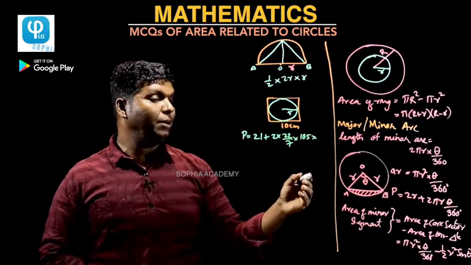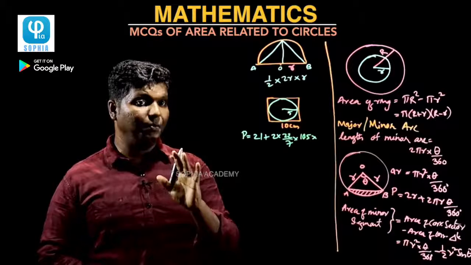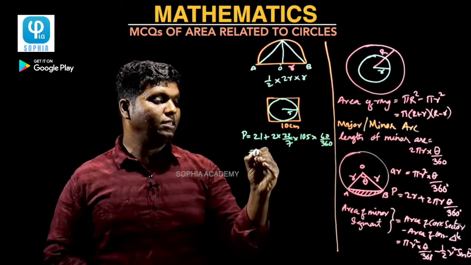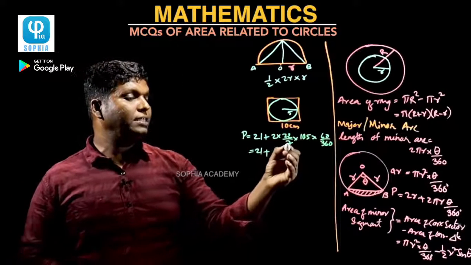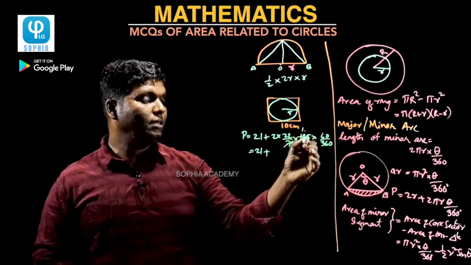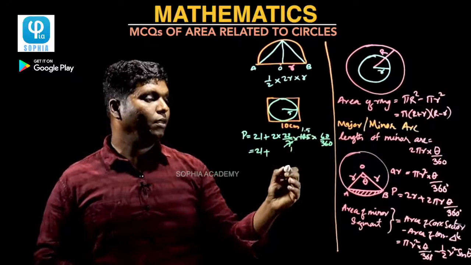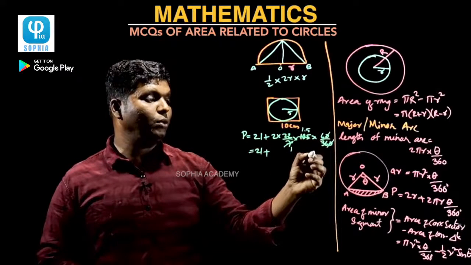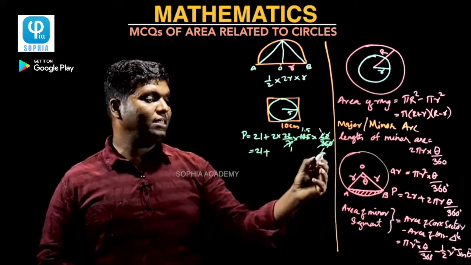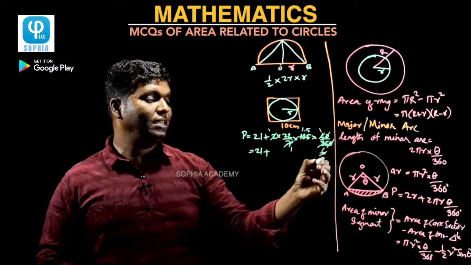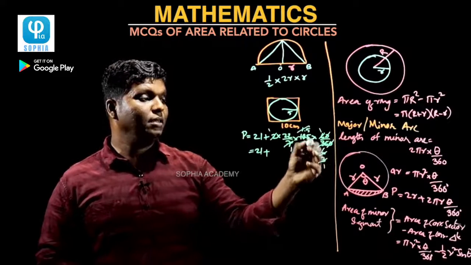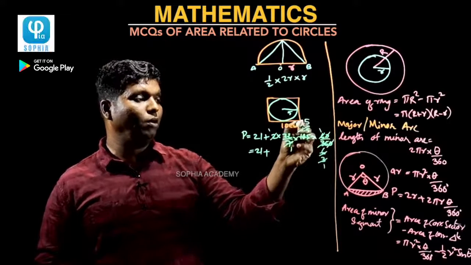into theta by 360. What is theta? Theta is 60 degrees, it is given. So 60 by 360. That's equal to 21 plus, here 7 and 10.5 you can cancel, 7 ones are 7, 7 fives are 35, so the point will be there. 60, this 0 and 0 you can cancel together, and 6 and 36, 6 ones are 6, 6 sixes are 36. 2 and 6 you can cancel, 2 ones are 2, 2 threes are 6. 3 and 15 you can cancel, 3 ones are 3, 3 fives are 15, but the point is there, so the point will be there.